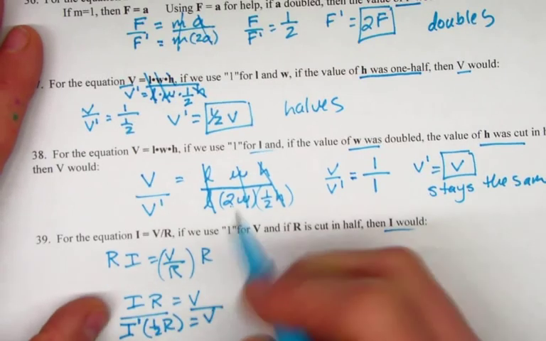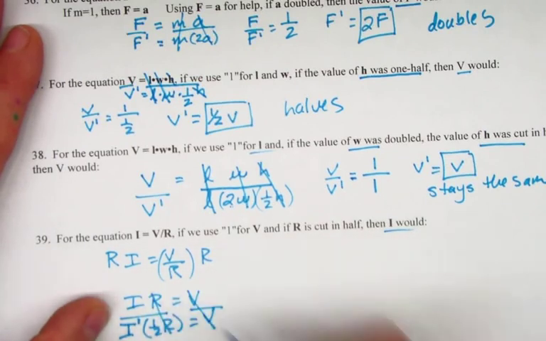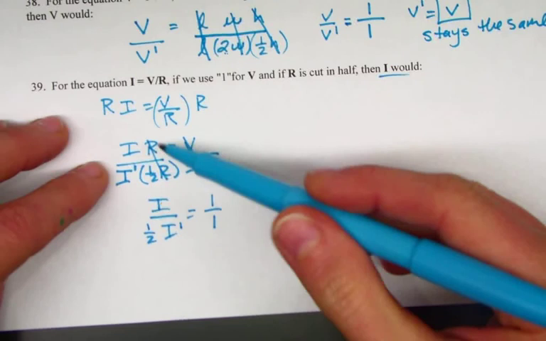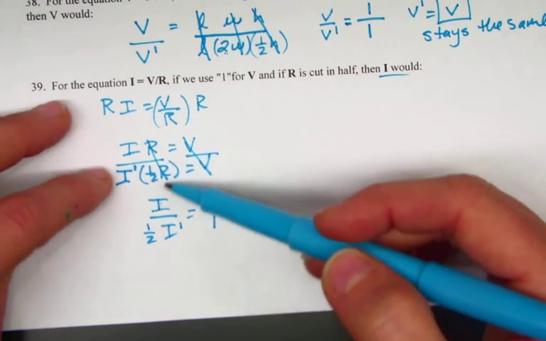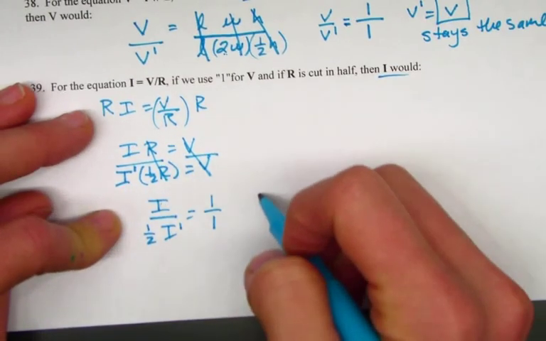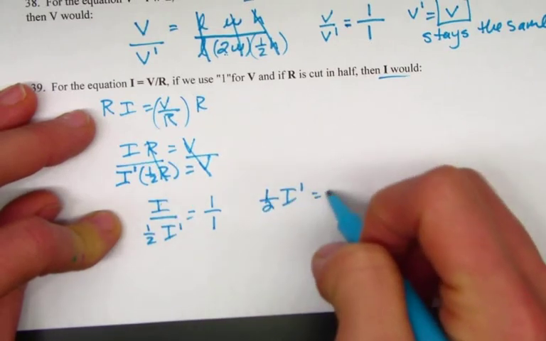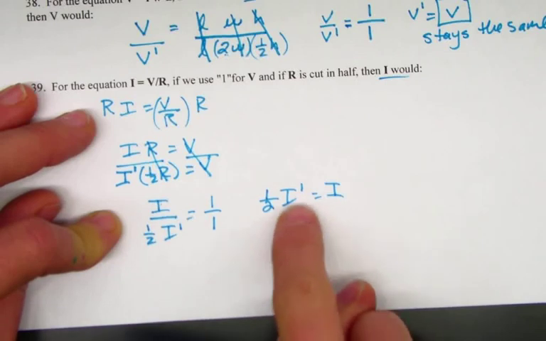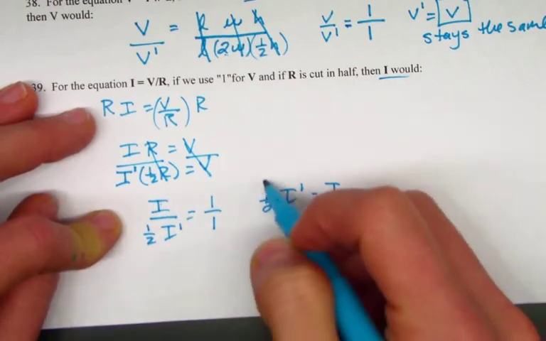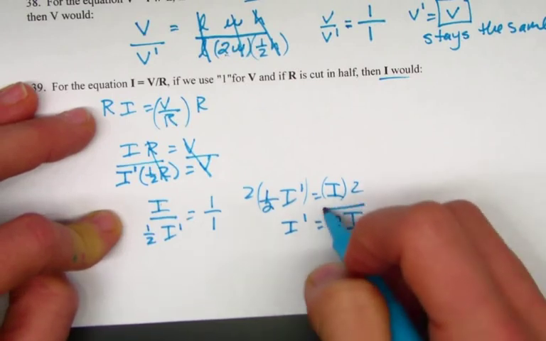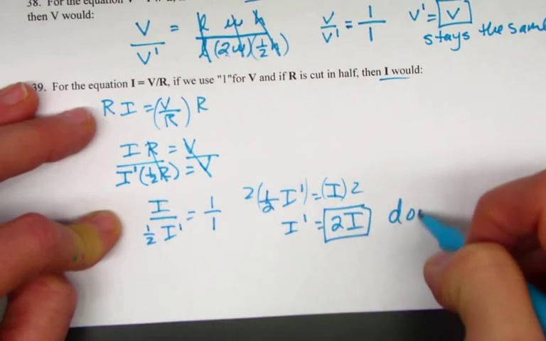I set up my ratio. The V's cancel and the R's cancel. So I get I over I prime, 1/2 I prime, equals 1 over 1. I cross multiply, and then I get 1/2 I prime equals I. But I want to get this new I, that I prime, by itself, so I'm going to multiply both sides by 2. And so this equals 2I. So in this case, it doubles.